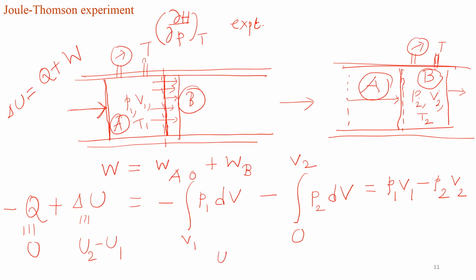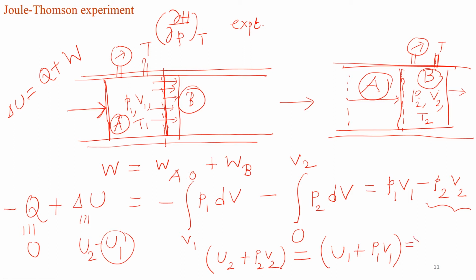What we got? We got U2, and we can write this P2 V2 term together. U2 plus P2 V2 is equal to, taking U1 on the right hand side, U1 plus P1 V1. So what we got is that U plus PV is nothing but the enthalpy, which means H1 is equal to H2 in this process. So in the Joule-Thomson experiment, the process is called isoenthalpic because the enthalpy of the system did not change.